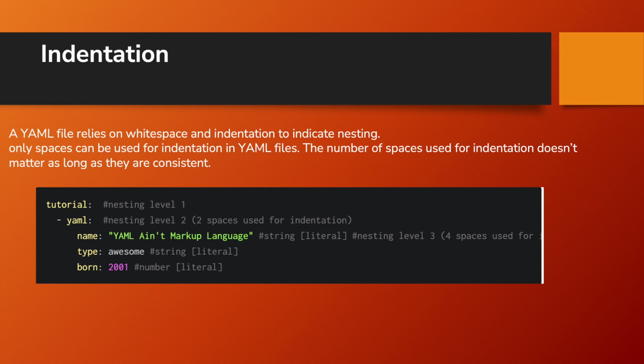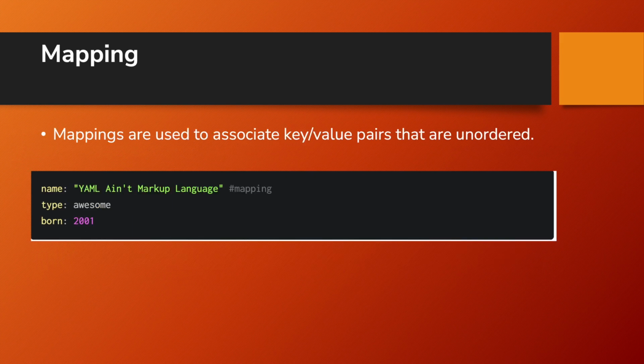It can be 1, 2, 3, as many spaces as you want to put, but all the elements should be consistent on the same line. So YAML is not a markup language, something like this. Here name, you see, is in the same indentation as type, and the same indentation is born. So this is one example of YAML.